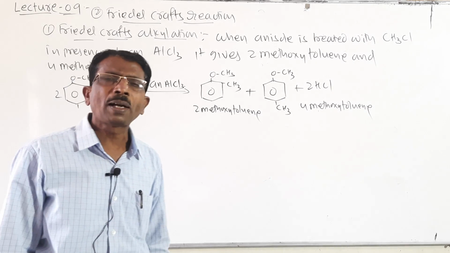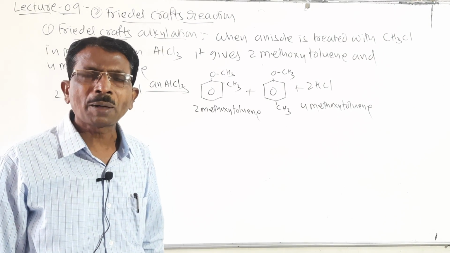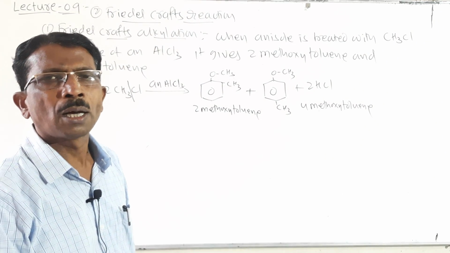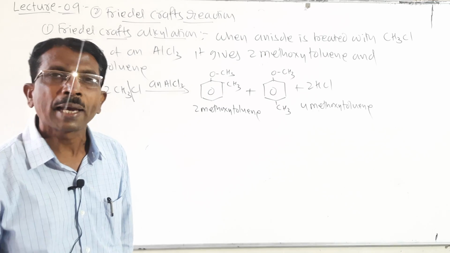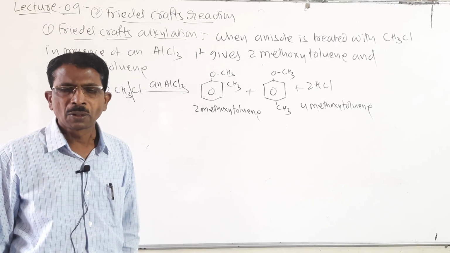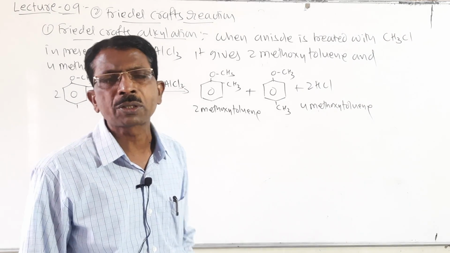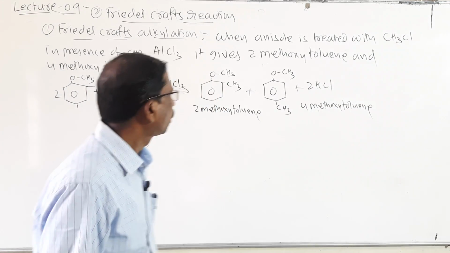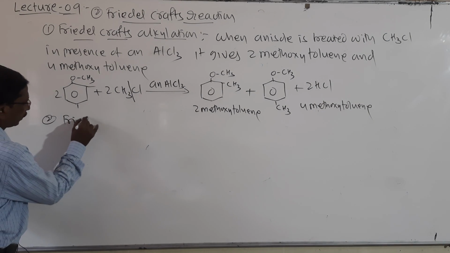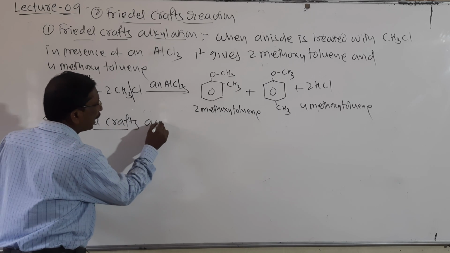Then what is the Friedel-Crafts acylation? So students, in Friedel-Crafts acylation, when this anisole is treated with acyl chloride in presence of anhydrous aluminum chloride, it forms 2-methoxyacetophenone and 4-methoxyacetophenone. So look here students, a second one, Friedel-Crafts acylation.